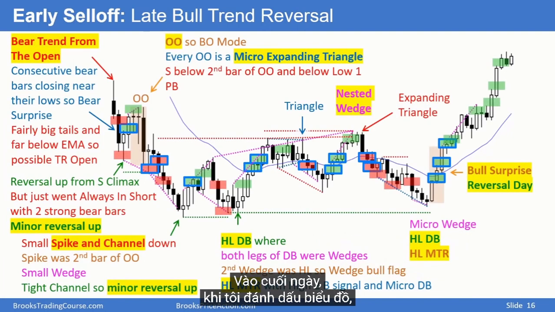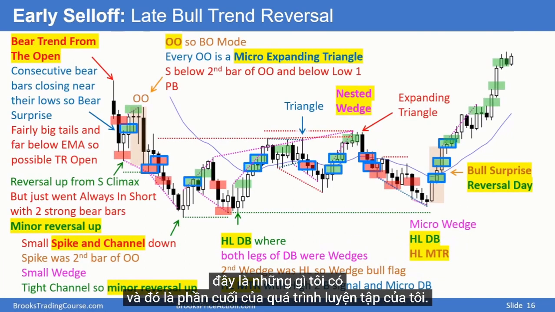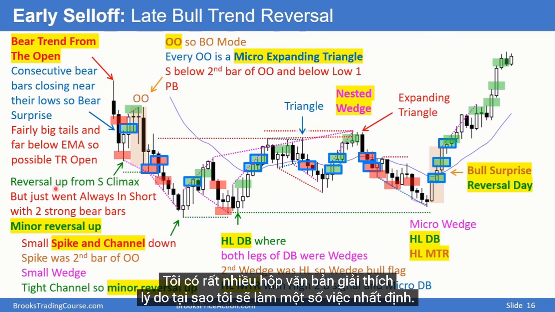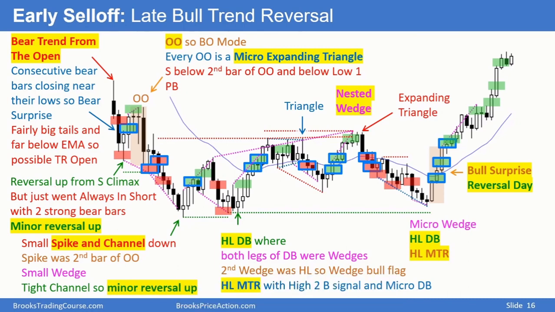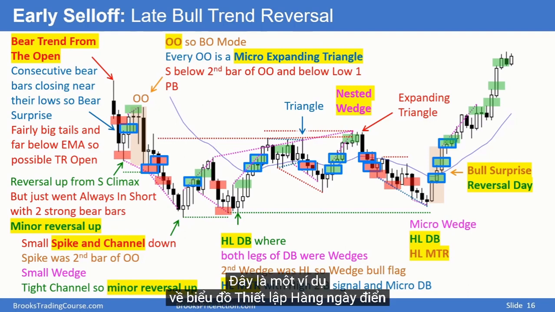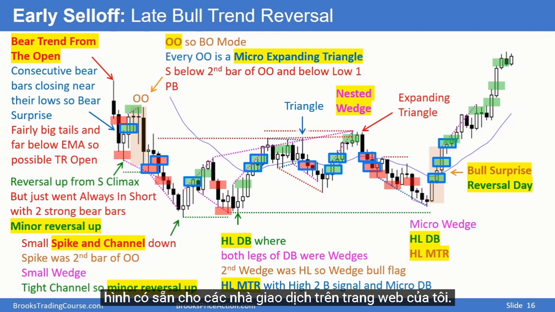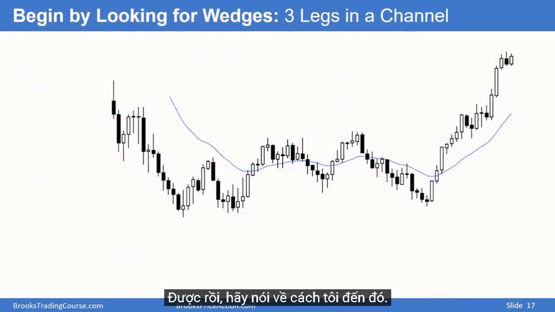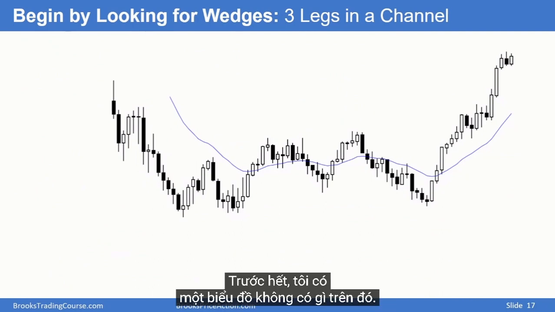At the end of the day, when I'm marking up the chart, this is what I have, and that's the end of my practice. I have everything drawn in. I have a lot of text boxes explaining why I would do certain things. This is an example of a typical daily setup chart that is available for traders on my website. All right, let's talk about how I got there. First of all, I have a chart with nothing on it.